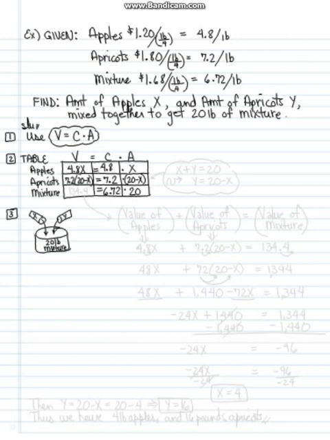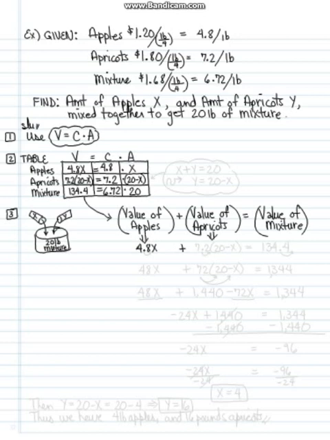And then we multiply them together to fill out the left column: 4.8 times X, 7.2 times (20 minus X), and 134.4 when you multiply 6.72 times 20. So we see from the table that the value of the apples plus the value of the apricots equals the value of the mixture. The value of the apples is 4.8 times X. To that we add the value of the apricots, 7.2 times (20 minus X), which equals the value of the mixture, 134.4.